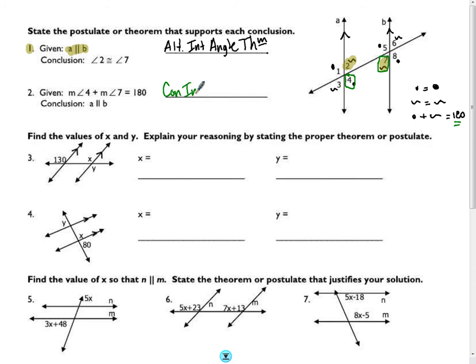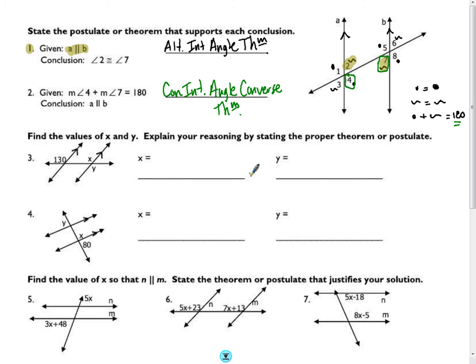angle. But here we have to be very careful because we're given the angle relationship and we're concluding parallel, which means we're going to have to use that converse and switch the hypothesis and conclusion. So the consecutive interior angle converse theorem. Converse theorem. And I kind of abbreviate theorem with this TH and a superscript M. If you want to write out the word theorem, you can do that as well.